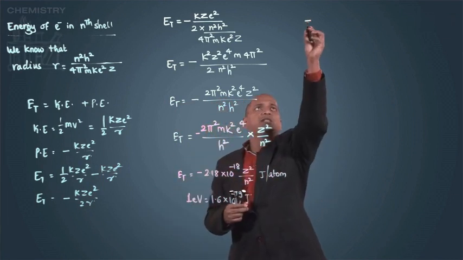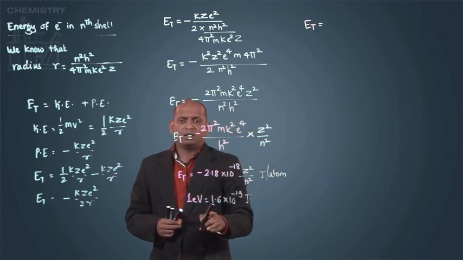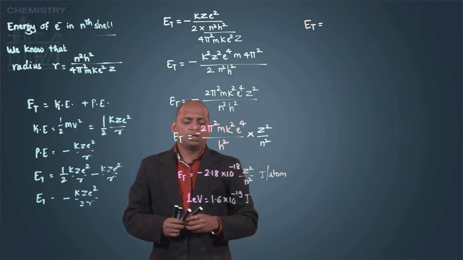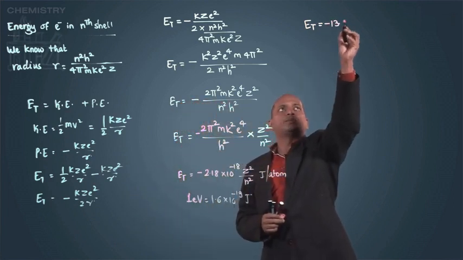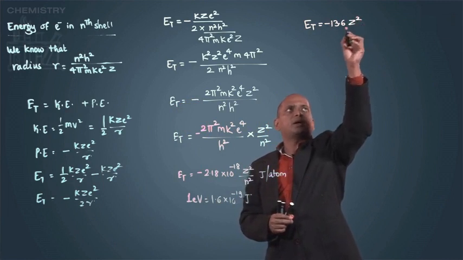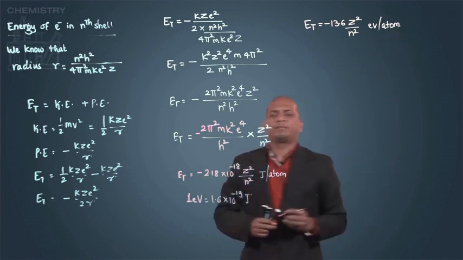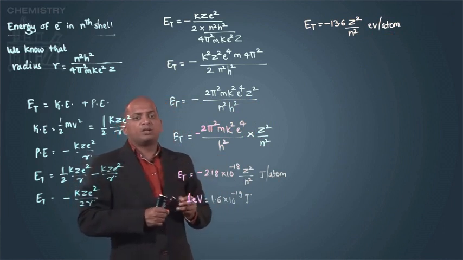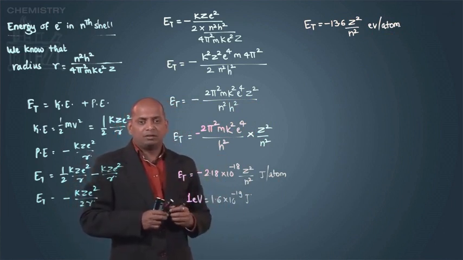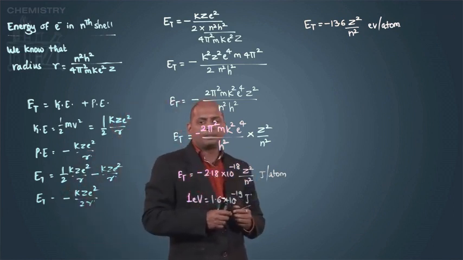So total energy, one electron volt is equal to 1.6 into 10 raised to minus 19 joules. So total energy becomes minus 13.6 Z square upon n square electron volts per atom. Now this is for an electron which is revolving in an nth shell. So if there are number of shells, we can accordingly change it. Okay.